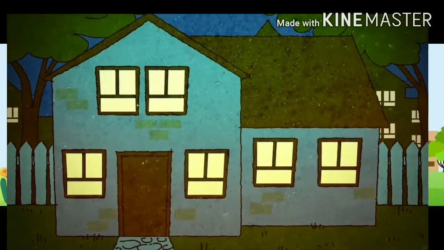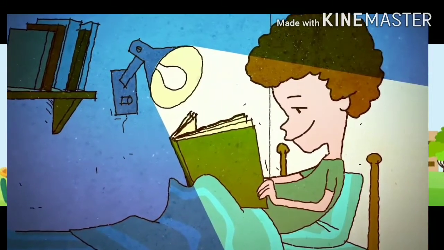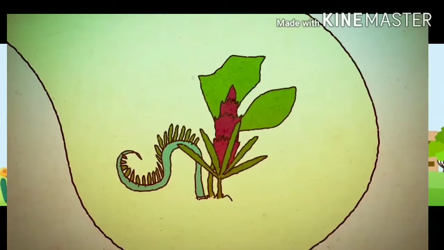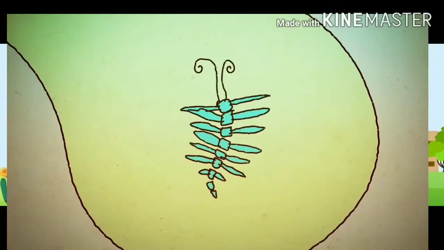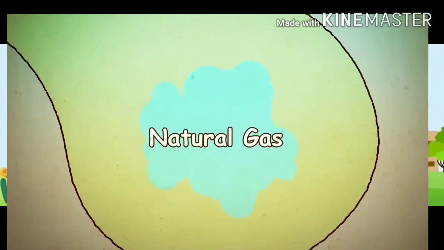What if we told you that the electricity lighting up the room where you're sitting comes from processes that started in the age of the dinosaurs? Really? Ancient plants and microscopic animals helped to create natural gas, a clean and inexpensive source of energy.